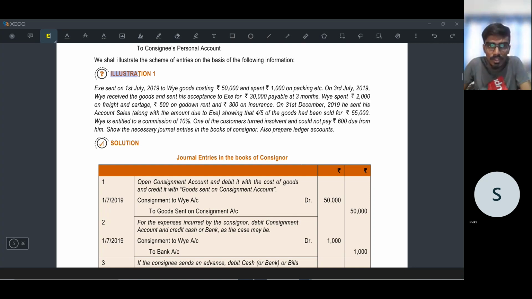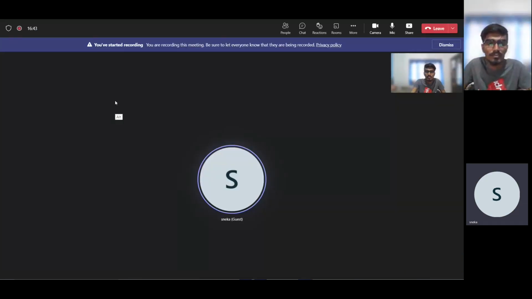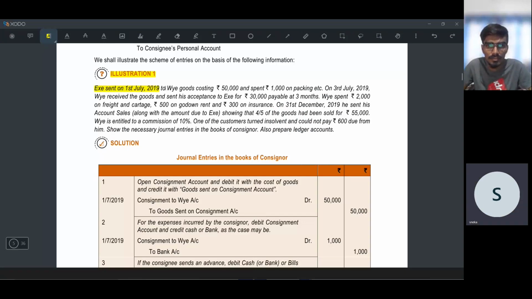Question number 1 in your ICAI study material is illustration 1. Snega, read the question. It sent on 1st July 2019 goods costing 50,000 and spent 1,000 on packing etc. On 3rd July 2019, W received the goods and sent his acceptance to E for 30,000 payable at 3 months.